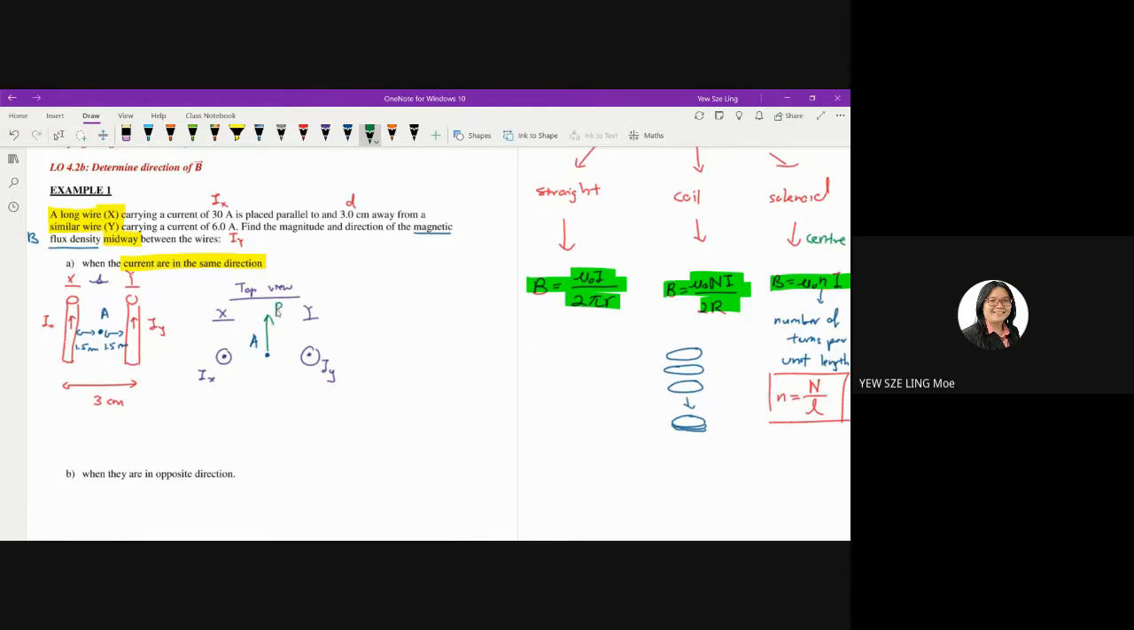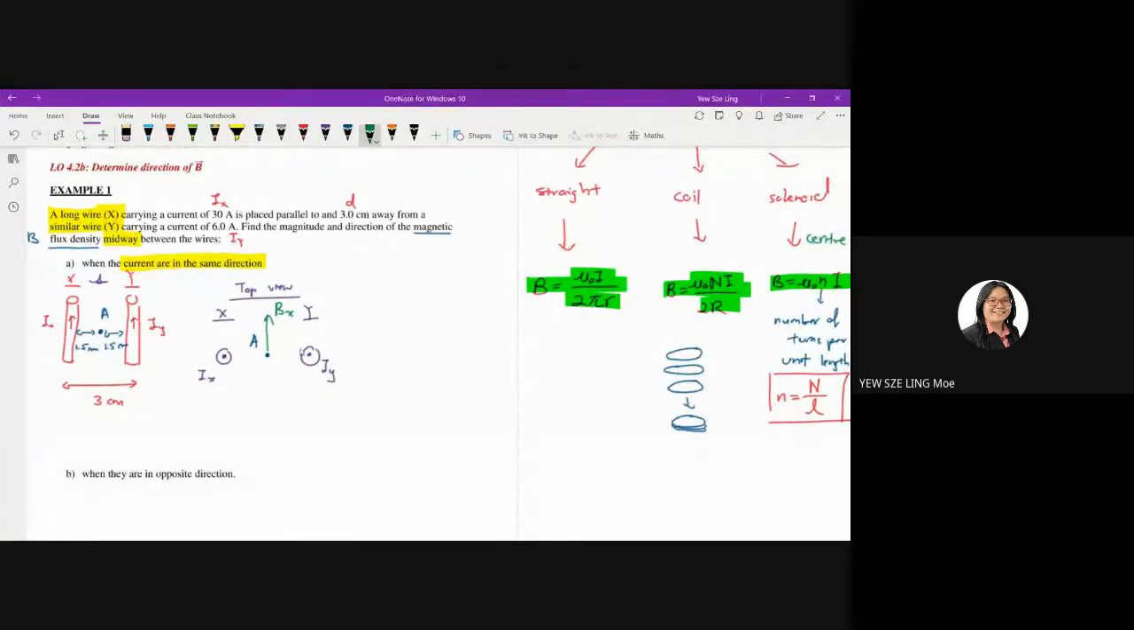So this is your BX, the B coming from conductor X. So you hold your right hand, let the thumb point towards you, put it on top of IX, and then rotate your hand slowly. Look at the direction of B when your forefinger is located on top of point A.